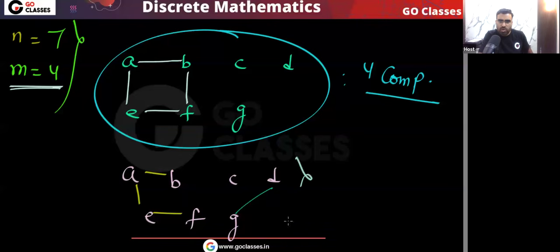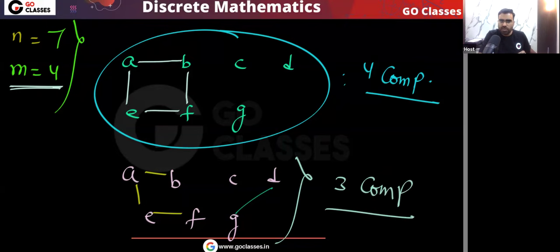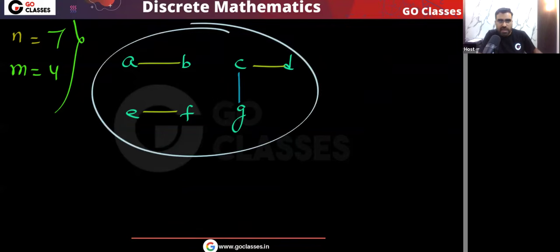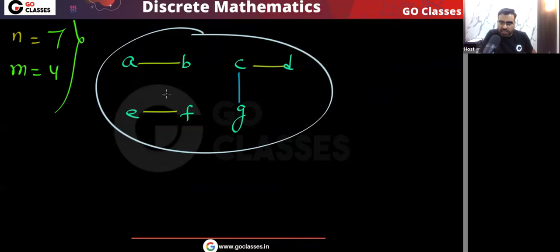Now you can see how many components I got. So now I got 3 components. Did you understand? Now whatever you do, for example, if you do like this, then also you will get 3 components only. You can do that, as long as you are not creating a cycle. Please understand, as long as you are not creating a cycle, whatever you do, you will get the same number of components. So again, you got 3 components.